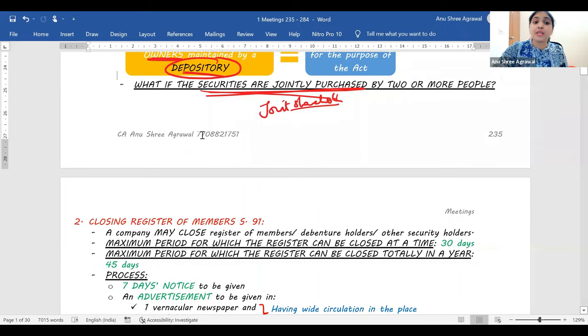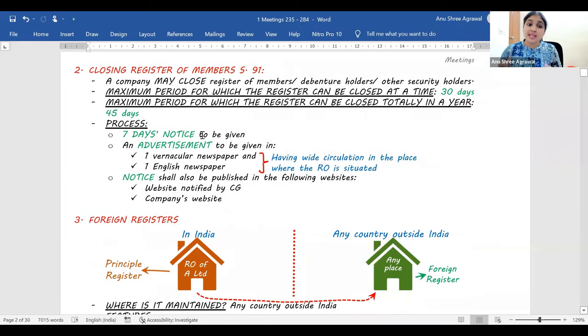Now, can the company close the register of members? Yes. At a time, how many days can it close it? At a time, it can close it for 30 days. But all through the year put together, it can close for 45 days. But before closing the register, 7 days in advance, it has to give a notice. It has to put an advertisement informing the people that on this date, we are going to close the register.